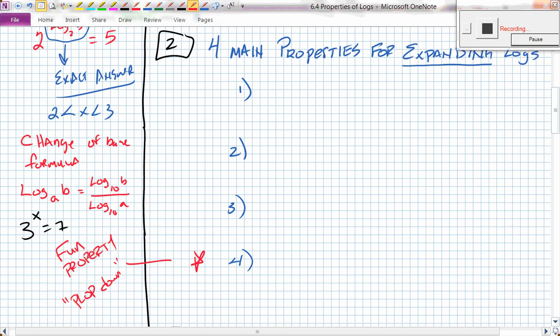Number 4 is really fun. Here you go. If you have the log base a of 2 quantities that are being multiplied by each other, m times n, you're allowed to expand this over addition. What I mean by that is log base a of m plus log base a of n. So multiplication becomes addition. I know, super strange, right? Why? That's in the proof, and I would love to show you that one-on-one. It's kind of fun, but not right now. But it's pretty strange.